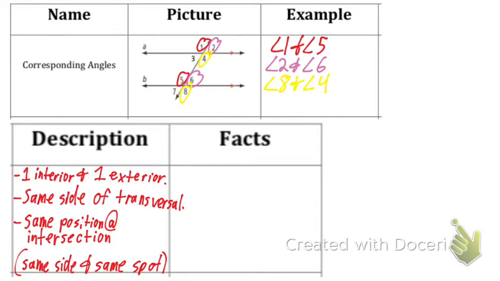Let's go with Dylan. 3 and 7. Angle 3 and angle 7. Very good. The last two. They're both in the bottom left. One's interior, one's exterior, and they're both on the left-hand side of the transversal.